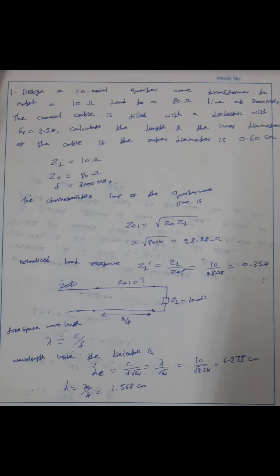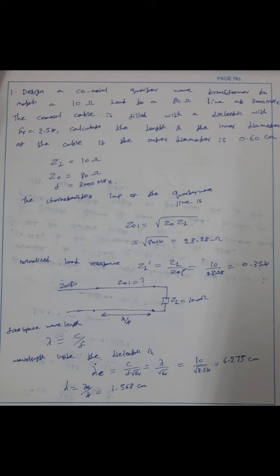The normalized load resistance ZL dash equal to ZL divided by Z01. Then its value is 10 divided by 28.28, which is equal to 0.354. So from this you calculate the lambda and then find the L. So the quarter wave line length L is lambda by 4. So the lambda formula is lambda equal to C by F.